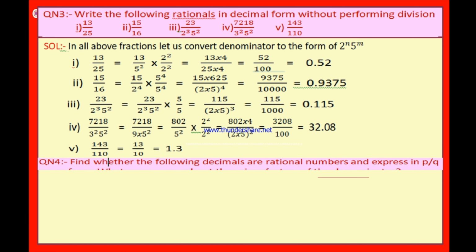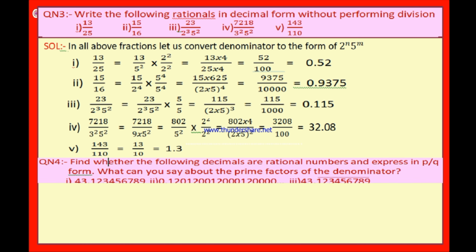Now, question number 4. Find whether the following decimals are rational numbers and expressed in P by Q form. And what can you say about the prime factors of these denominators? I shall repeat. Find whether the following decimal numbers are rational numbers and expressed in P by Q form. And what can you say about the prime factors of the denominator? The first bit is 43.123456789 and it is terminating.